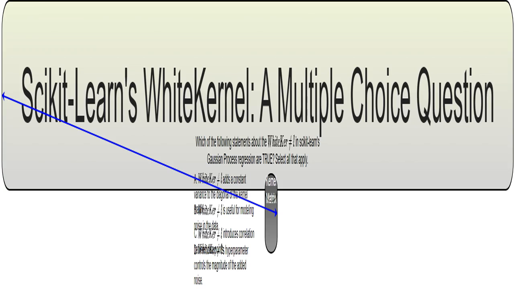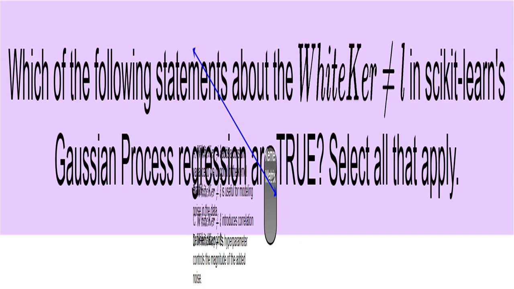This is the title of a multiple-choice question about the WhiteKernel in Sklearn's Gaussian process regression. I'll be explaining the choices. This is the core question. We need to determine which statements correctly describe how WhiteKernel functions within Gaussian process regression in Sklearn.